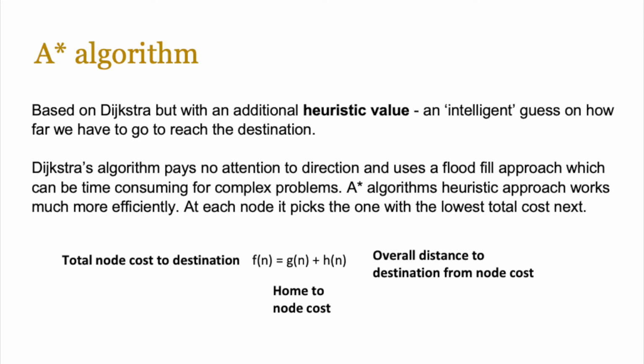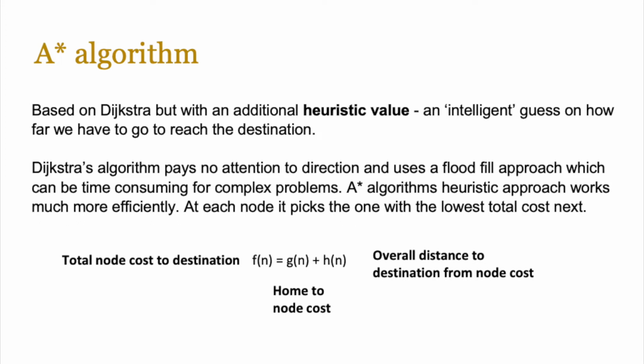So let's just go through the A-star algorithm in a bit more depth. Now, A-star is based on Dijkstra, but you have this additional heuristic value, which is basically an intelligent guess on how far we have to go to reach the destination. This value is already created, and in exams this will be given to you. Now, Dijkstra's algorithm pays no attention to the direction, and it basically uses a flood fill approach, which can be quite time consuming for complex problems. So this A-star algorithm's heuristic approach works much more efficiently.